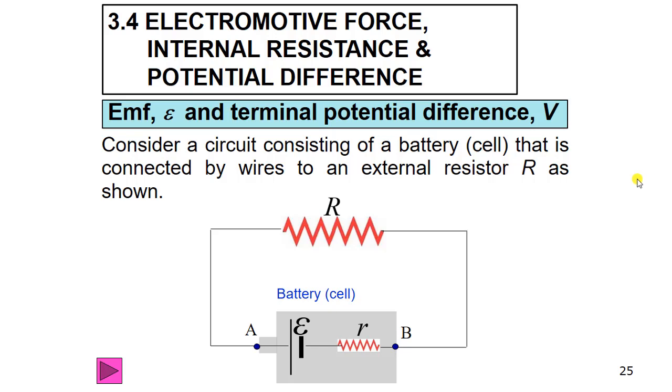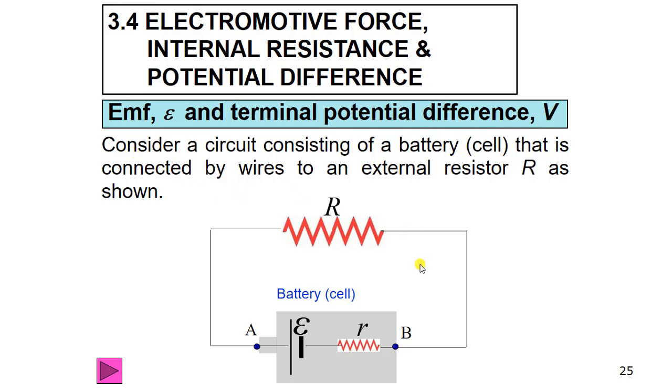So class, we continue to the second part of our tutorial today. We have 3.4 electromotive force, internal resistance and potential difference. So first, we want to distinguish what we mean by electromotive force, EMF, and terminal potential difference, V.